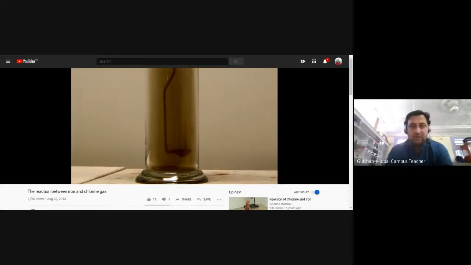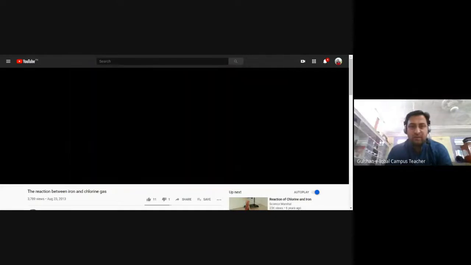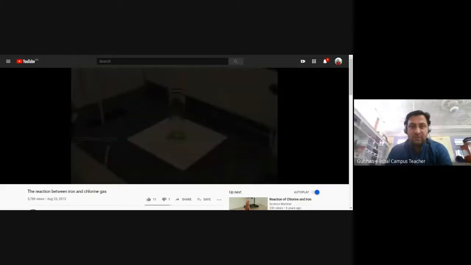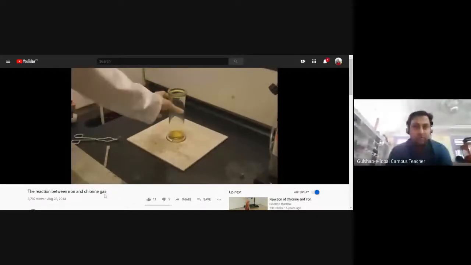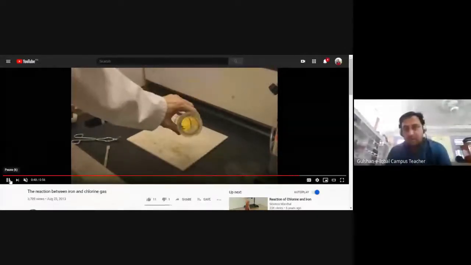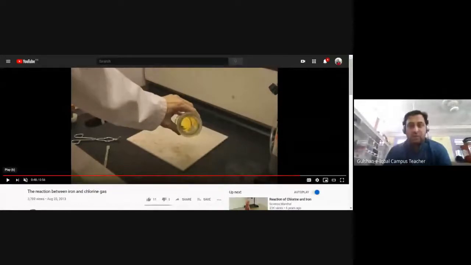Now you will see the result, the product. You will see what has been formed here. See what the product is. The product is being formed. You can see the brown color of the solid being formed. This brown solid is iron chloride. So when we react iron with chlorine, what is going to be formed? Iron chloride will be formed.